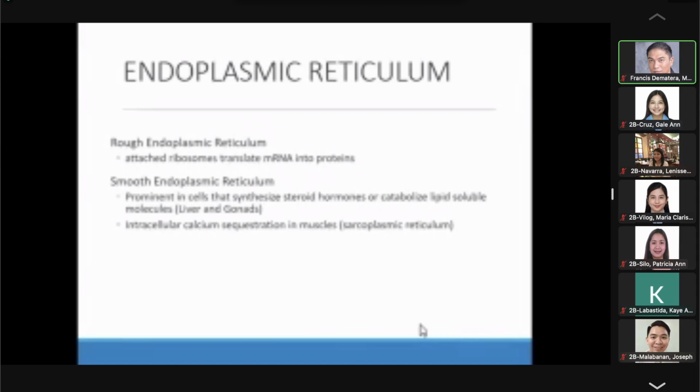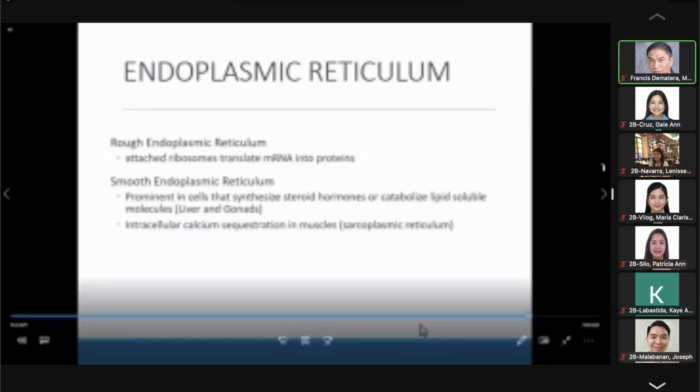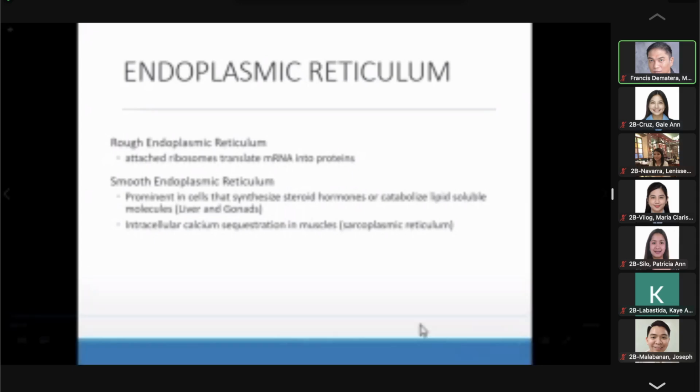So they synthesize steroid hormones or catabolize lipid-soluble molecules such as in the liver and the gonads. And the smooth ER is responsible for intracellular calcium sequestration.